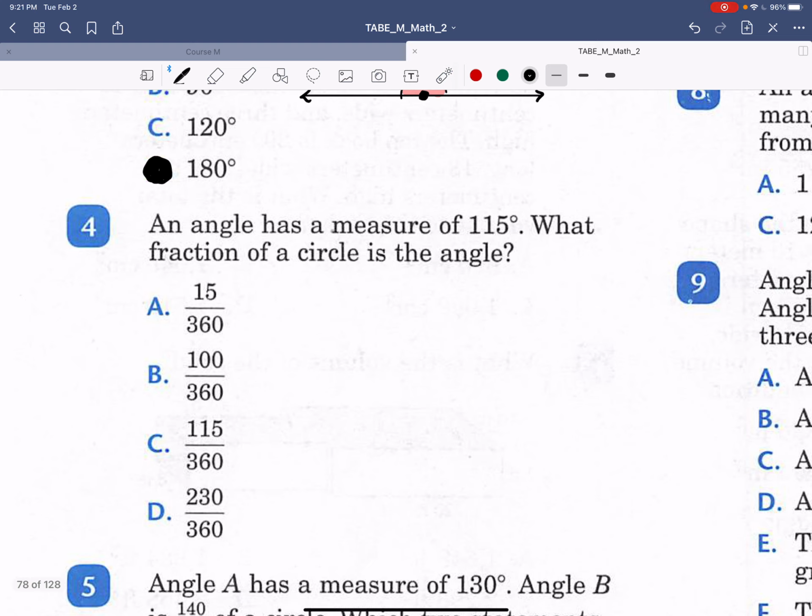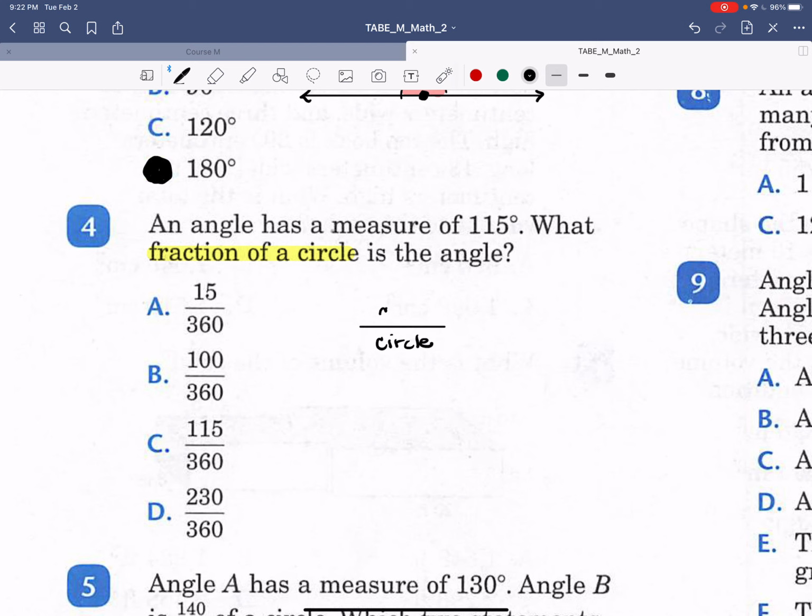An angle has a measure of 115 degrees. What fraction of a circle is the angle? So think about what the question is saying to you. You can do this. Fraction of a circle. So you set up a fraction of a circle.